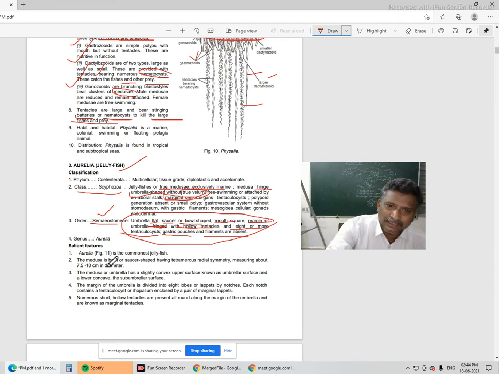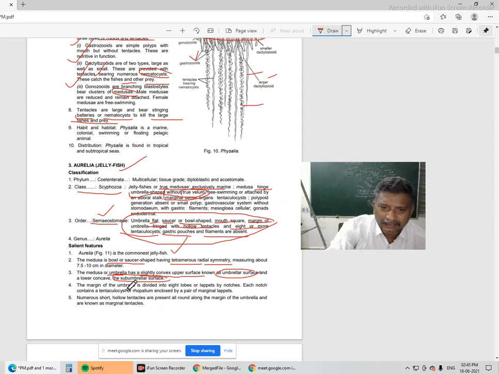Now come to the properties of Aurelia. The common name of this one is jellyfish. The medusa is bowl or saucer shaped, having tetramerous radial symmetry. The medusa or umbrella has a slightly convex upper surface known as the umbrellar surface. The lower one is the subumbrellar surface.